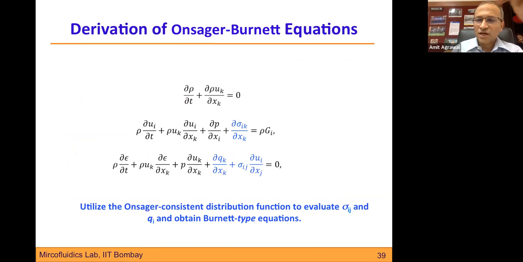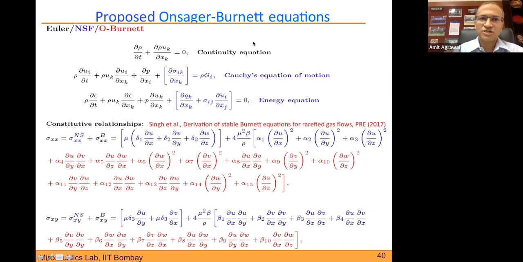We did some sanity checks, and in a similar manner, the mathematical procedure remains the same in how we would derive these equations, but the distribution function is where the difference is. The starting function is different. So with our approach, we call them Onsager-Burnett equations, or O-Burnett equations.